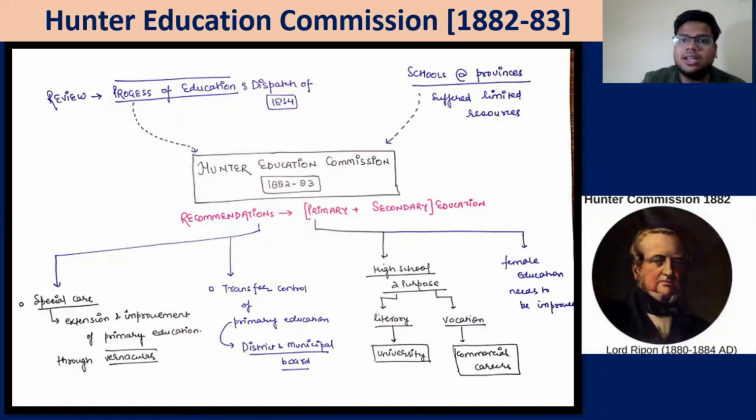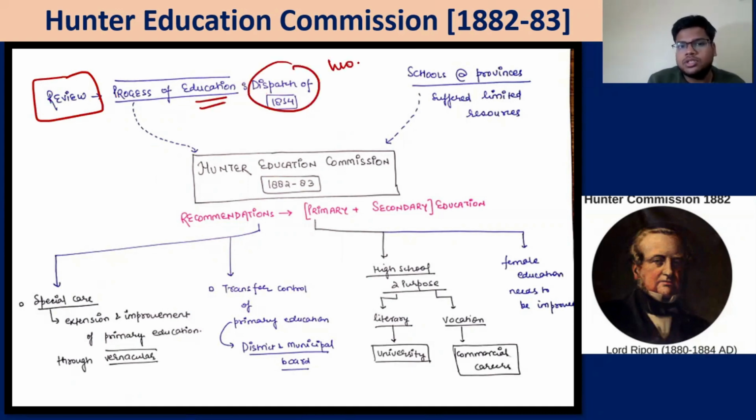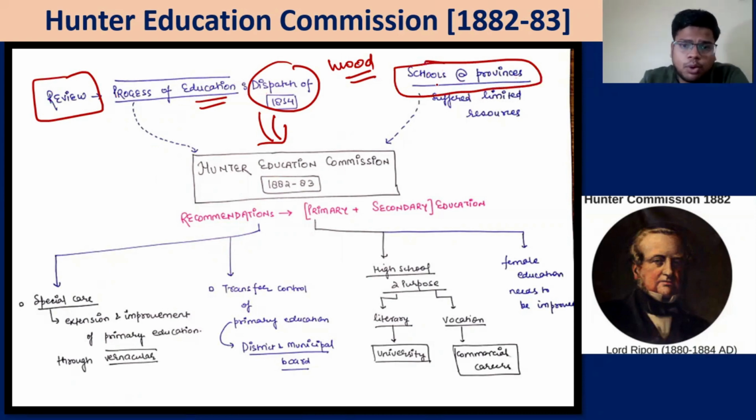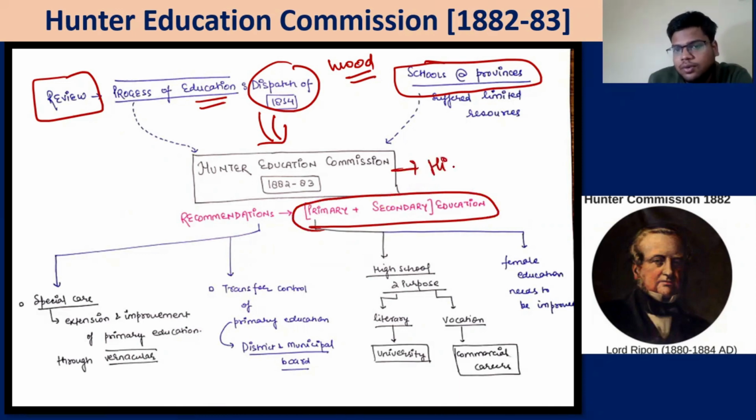Now after that came in 1882-83, the Hunter Education Commission. Now the idea is to review the process of education after Wood's dispatch. So go ahead and review this process, what is happening in education, what are the problems, and then recommend us something. So it said that schools at the level of the provinces have suffered because of very limited resources. It limited its recommendation to primary and secondary education. So remember, Hunter education was not there for the higher education.